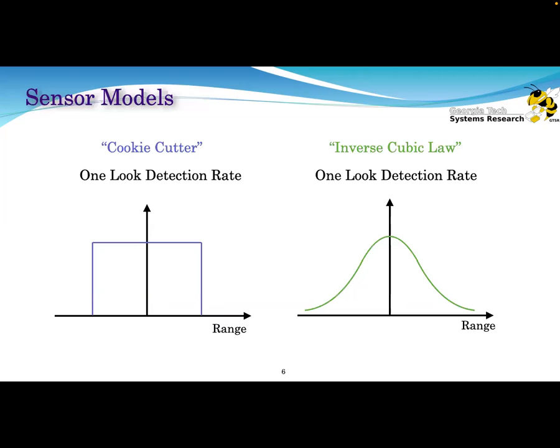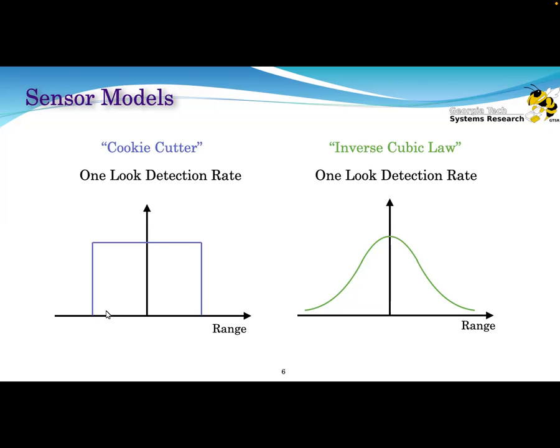When we talk about search, we can use a lot of different sensors. We can use sonar, and if the water is clear, we can use a camera. Over the years, to compare the performance of search strategies, people developed abstract models for the sensors. This is very easy to understand. The first model is the cookie cutter model over here. This models the one-look detection rate.